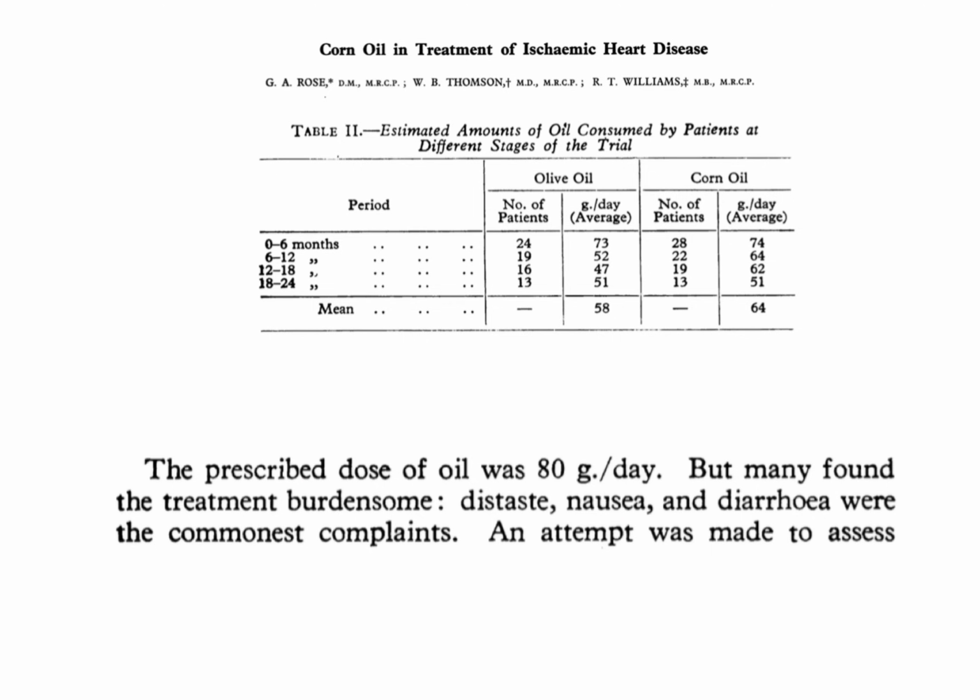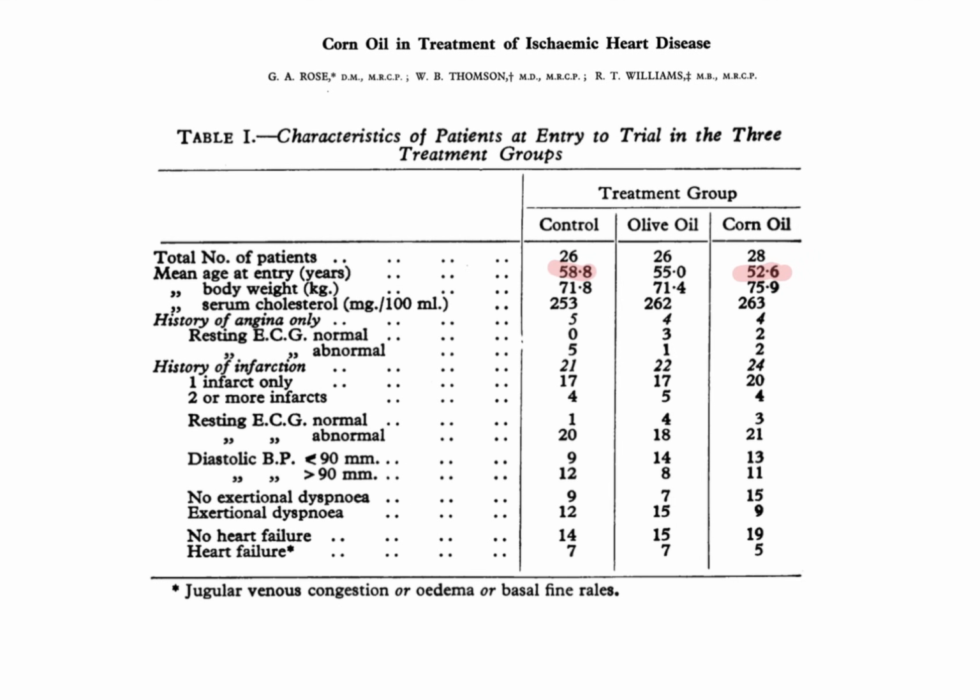And they were supposed to eat 80 grams per day of these oils. And it says many found the treatment burdensome. Distaste, nausea, and diarrhea were the commonest complaints, so people didn't like eating 80 grams a day of corn oil or olive oil. These are the groups.